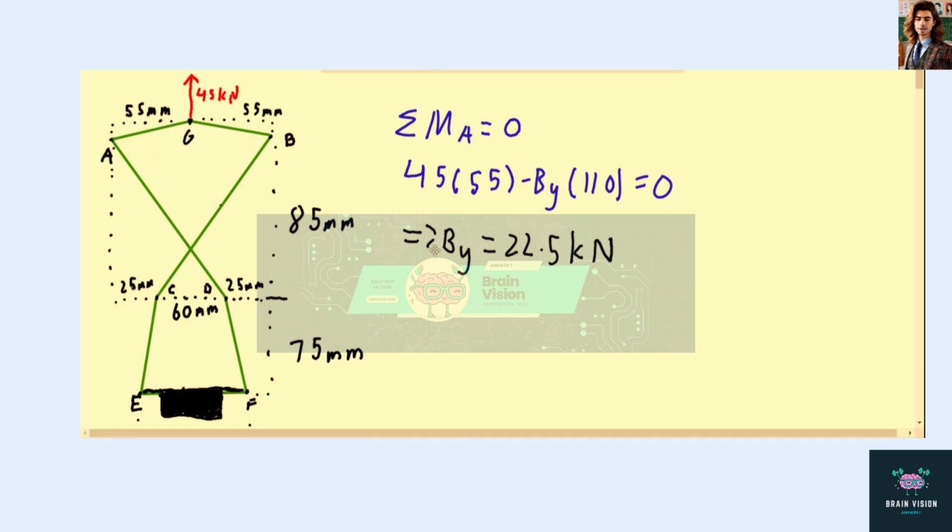And since this system is in equilibrium, this y component of the force at the B point has to be equal to the y component at the point A. So we can say that A of y is equal to B of y. So A of y will also be equal to 22.5 kilonewtons.